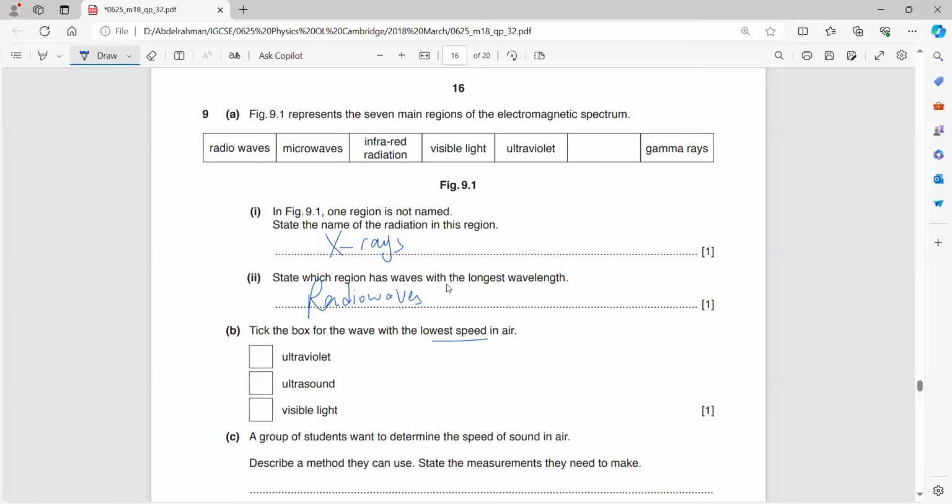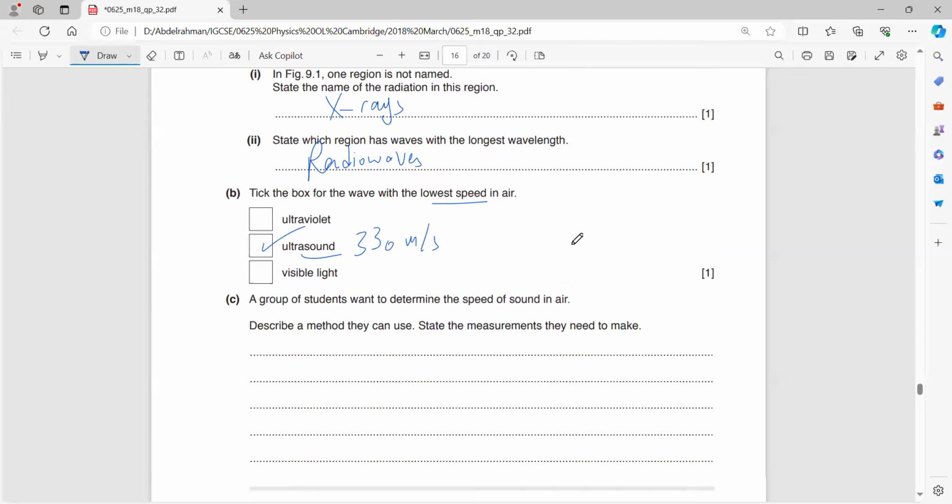Lowest speed in air. Ultrasound. Because it's a sound wave, which has a speed of around 330 meters per second.